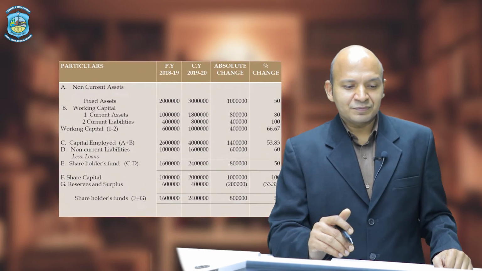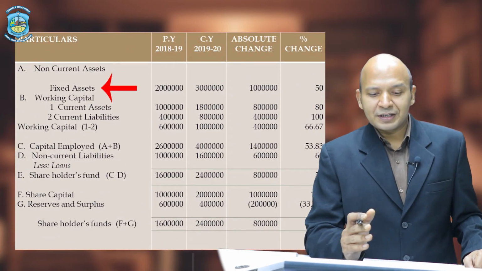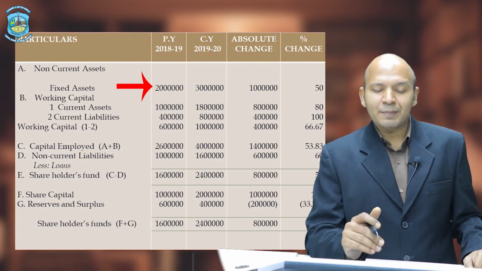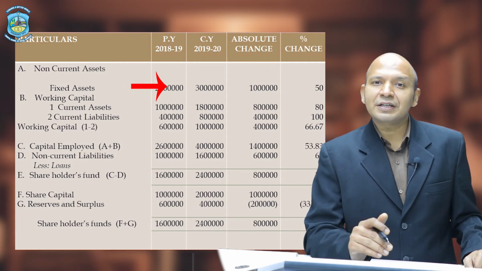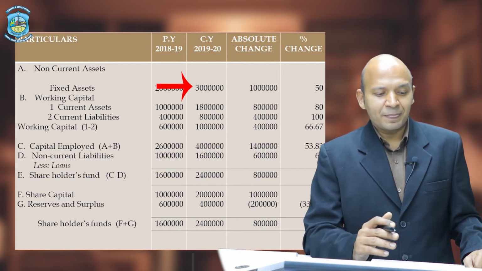Now, I will be explaining the comparative balance sheet on the basis of the second format, wherein we will be showing working capital, capital employed, as well as shareholders fund. We have an example. The non-current assets include fixed assets. For the year 2018-19, the amount is 20 lakhs, and for the year 2019-20, the amount is 30 lakhs.